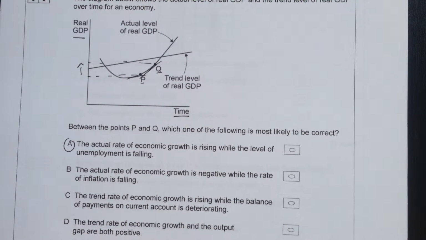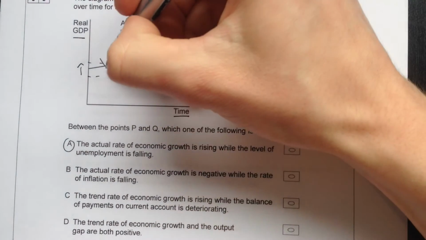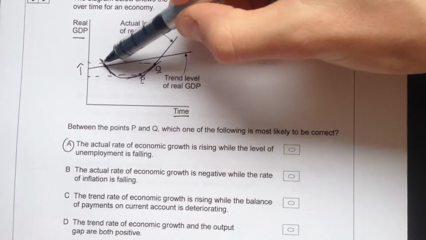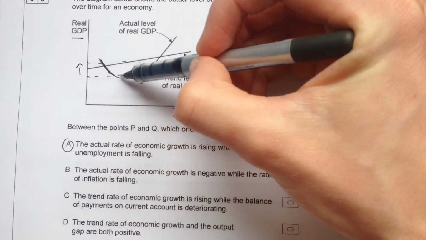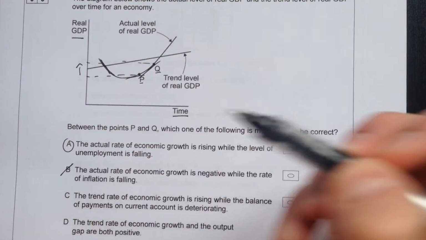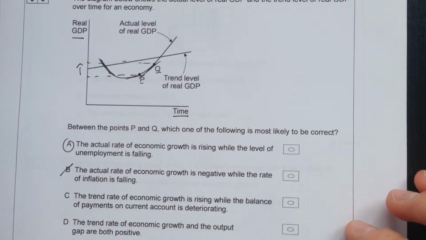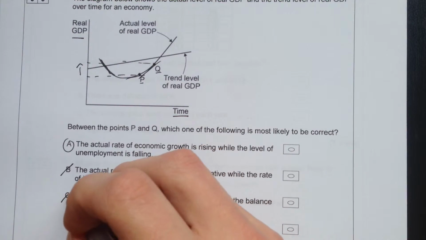I'll just go through why the other ones are wrong. The actual rate of economic growth is negative. That would be represented by this part, when the curve's going down, because it means that real GDP is falling. So it's not going to be that one. The trend rate of economic growth is rising while the balance of payments on current account is deteriorating. You can't say anything about balance of payments from here, so I won't say that.